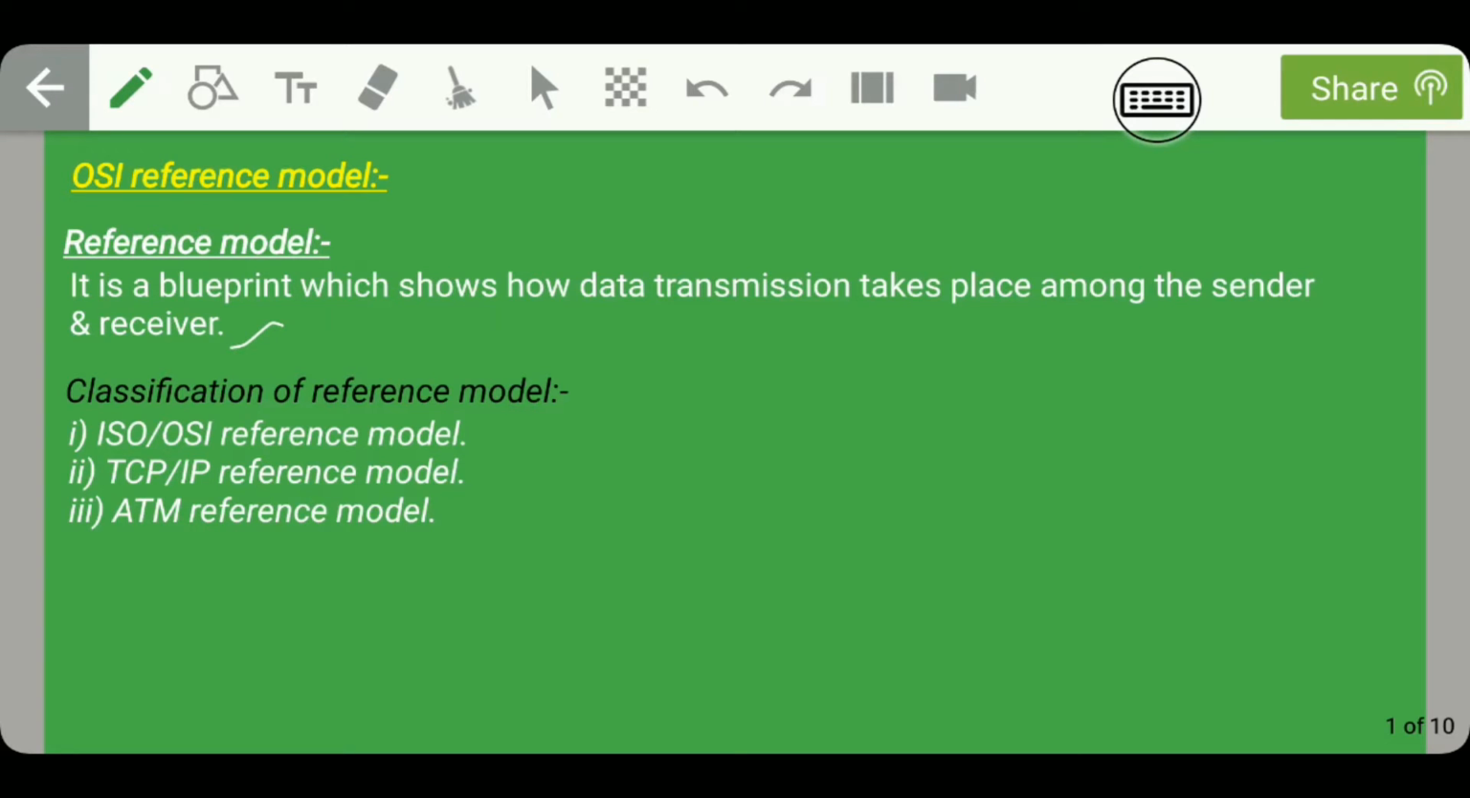Guys, there are many types of reference models, which are the ISO-OSI reference model, TCP/IP reference model, ATM reference model, and so on. Like this, we have so many reference models in real time. But in order to understand how data transmission takes place between sender and receiver, if we know about the ISO-OSI reference model, then we can have a clear-cut idea of how data transmission has taken place between sender and receiver. So that is why we will be focusing only on this ISO-OSI reference model.